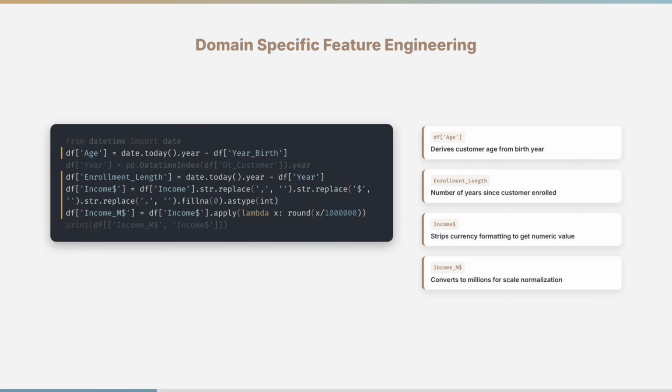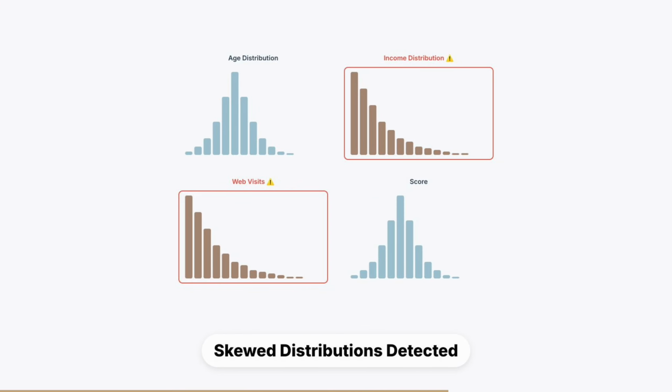Once we've engineered these basic features, we plot simple histograms for each numeric column. It quickly becomes clear that many variables are heavily right-skewed, and some, like age and number web visits month, contain extreme outliers. This is where transformation really matters.